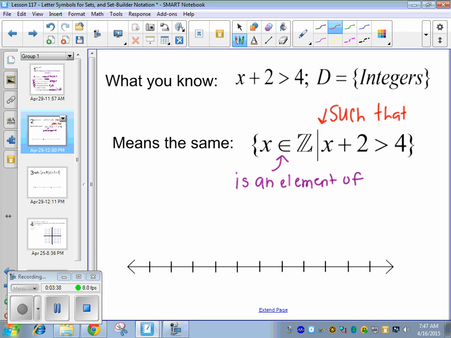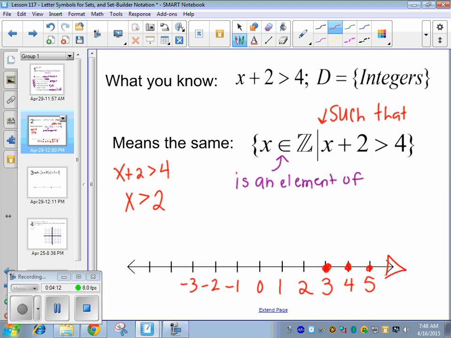Okay, so all we're going to do is solve it like we did before. x plus 2 is greater than 4. So we subtract 2 from both sides. So x is greater than 2. This is just a basic greater than graph. So if it's greater than 2, it's integers, meaning we're going to start where? At 3. And we're going to get bigger. 4, 5, and be sure you guys do your darkened arrow for the integers.